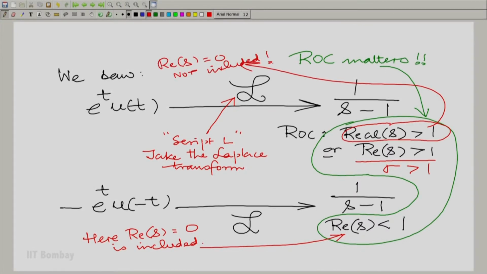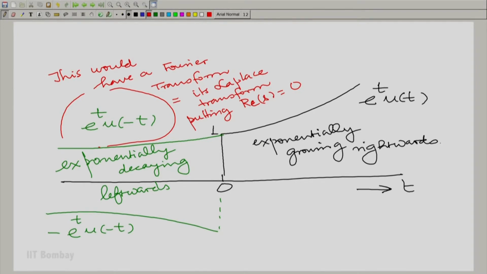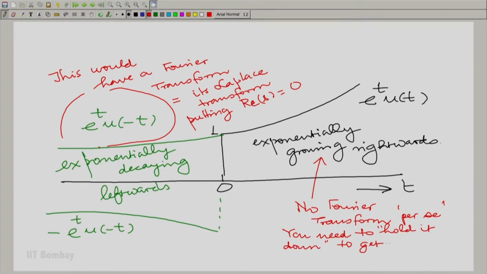So, that also tells us something about what we just said, that this does not a priori have a Fourier transform. You need first to constrain it or hold it down. However, in this case, no such holding down is required. It would have a Fourier transform, as we have said.